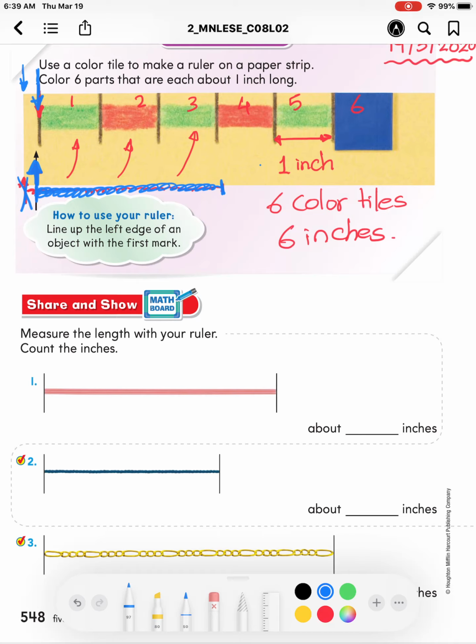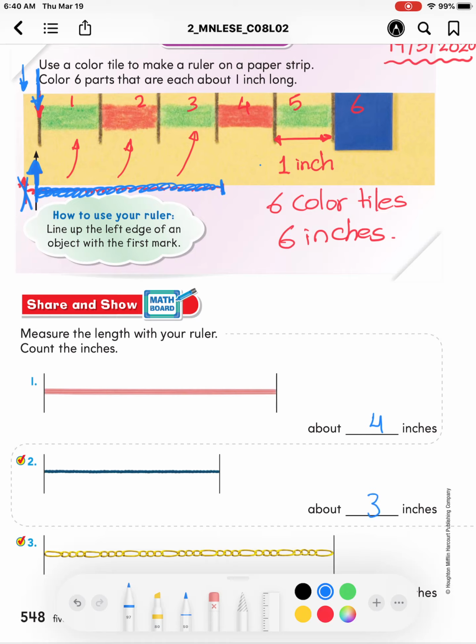Now, after you created the ruler, we need to measure the length and count the inches. Now, if you didn't create the ruler, you can use an inch ruler to measure the following objects. Now, when I used the measuring unit, the inches, when I used the ruler, actually the first answer, it was 4 inches. The second one, it was 3 inches.